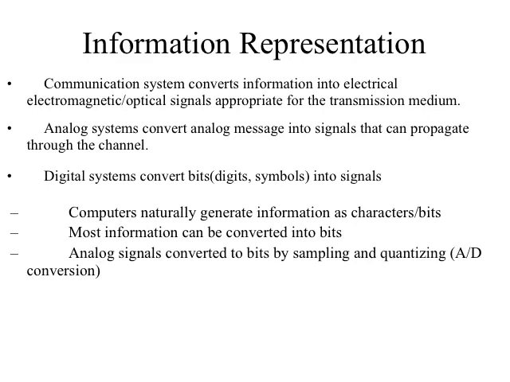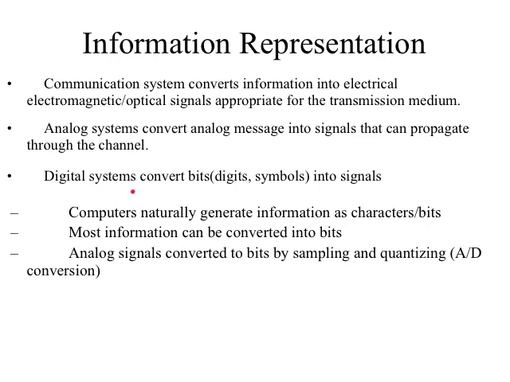Now coming to the next concept of the communication, that is, how do I represent the information in the communication. The communication systems convert information into either electrical form or electromagnetic form, optical signals which are appropriate for the transmission medium. Means whichever signals that are appropriate for that particular medium, based on that the communication systems will convert the information, either to the electrical form or the electromagnetic form or the optical signals form. Now the analog systems, they convert the analog message into the signals that can propagate through the channel.